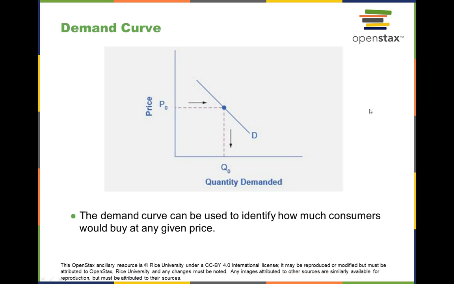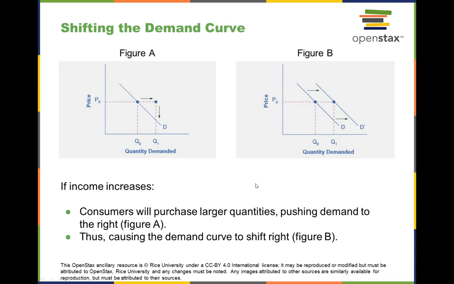The demand curve can be used to identify how much consumers would buy at any given price. And so here we can see the quantity, and here we can see the price. So at this price, this is how much people would be willing to buy. This price up here is going to be a different quantity. This price down here is going to be a different quantity.